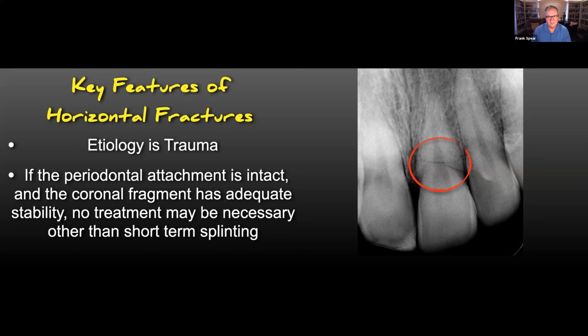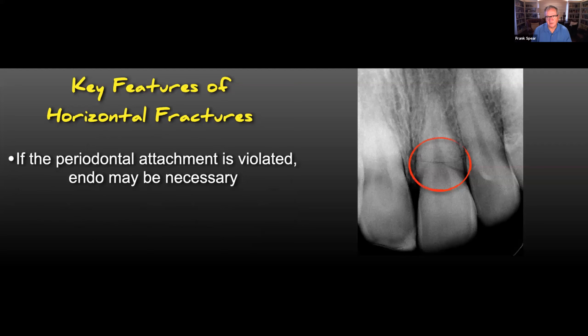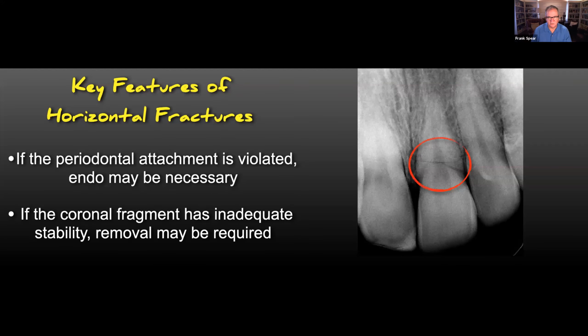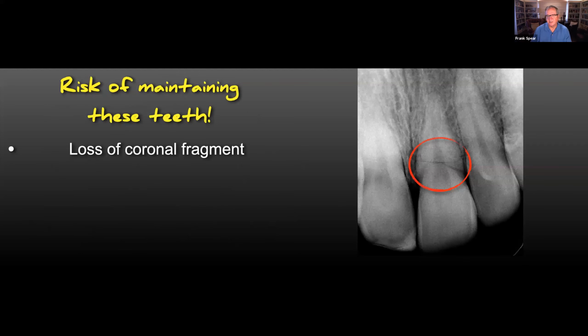They may not even need any endo. Now, if the attachment's violated, you're probably going to have to do endo, at least in the coronal fragment. And if the coronal fragment is just plain too loose, you're going to have to take it out. So what's the risk of giving it a try? And what I mean by that is this. It's a traumatic accident. The patient comes in your office in emergency. You're not going to take the tooth out and put an implant in that same day, typically.